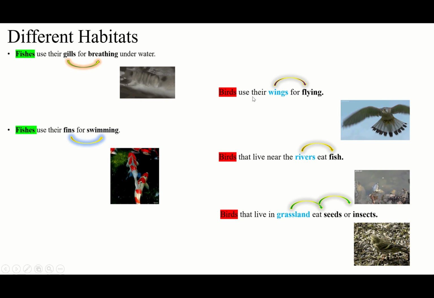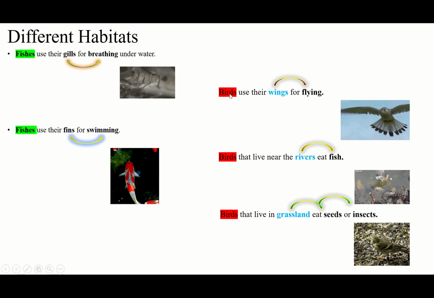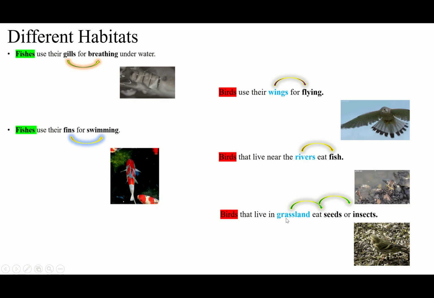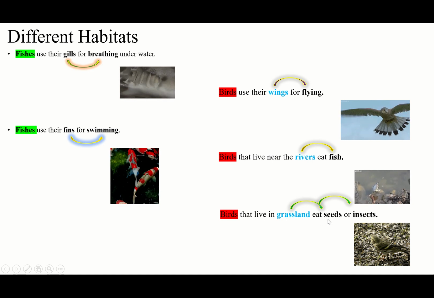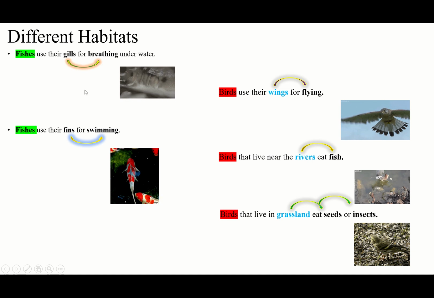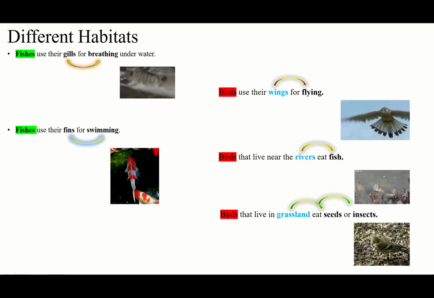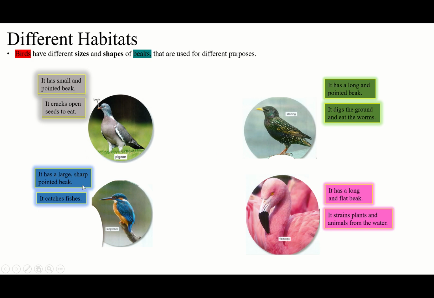And three things about birds. Birds use their wings for flying. Birds that live near the rivers eat fish. And also birds that live in the grassland eat seeds or insects. So these two are about fish, and these three are about birds that you have to know. Okay, let's go for the other parts, guys.